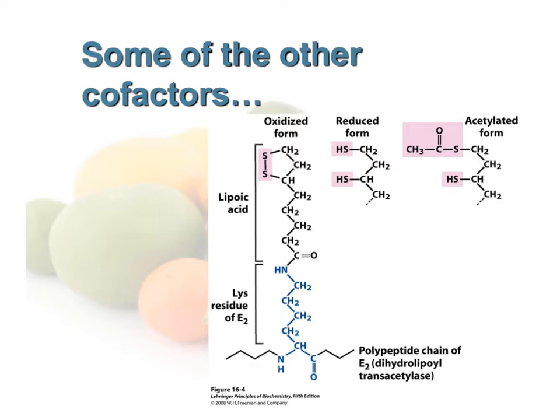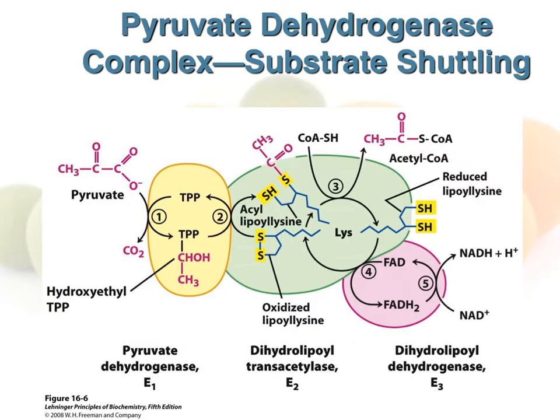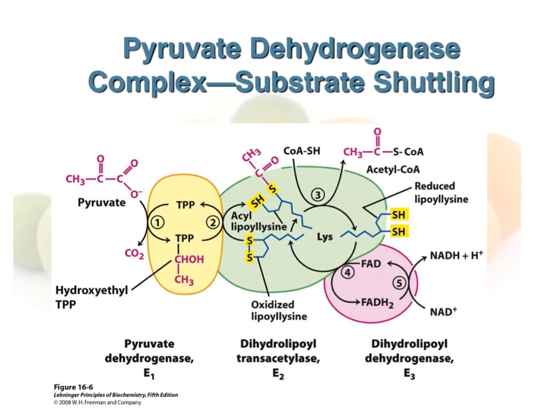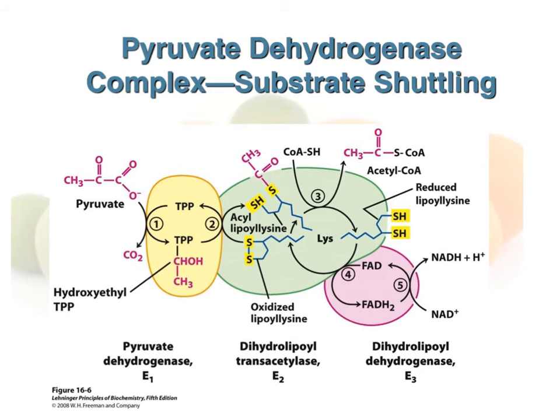Okay. All right. This is the pyruvate dehydrogenase complex. It is definitely a textbook example, pun intended, of substrate shuttling. Each one of the E's, E1, E2, E3, actually has a name as well, or even a functionality, if you want to think of it. The very first, and it should make sense, is called pyruvate dehydrogenase. The second one is dihydrolipoyl transacetylase. And the third one is dihydrolipoyl dehydrogenase.